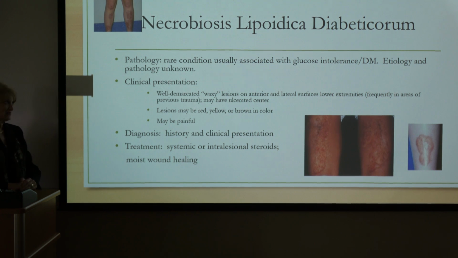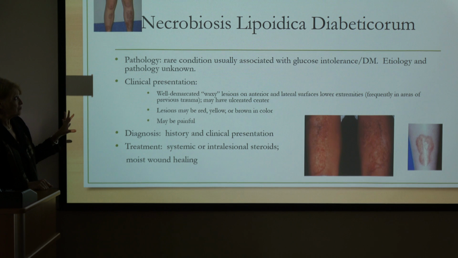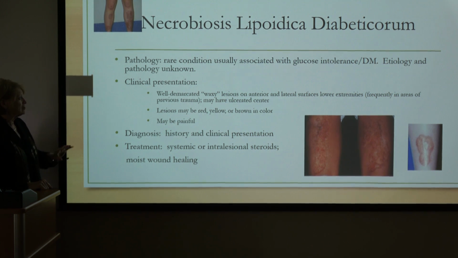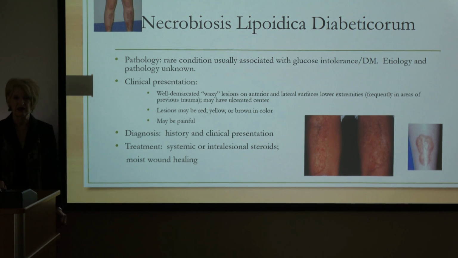for obvious reasons. You're very unlikely to see this. It's a very rare condition associated with hyperglycemia and diabetes. We don't even know what the pathology is. We don't know what the risk factors are. The way it presents is you get these very well demarcated kind of waxy looking lesions. So they have kind of a shiny, waxy appearance. It's usually on the anterior and lateral surfaces of the leg.